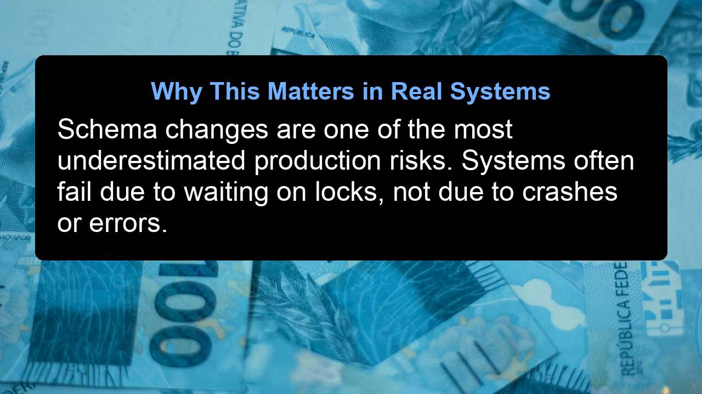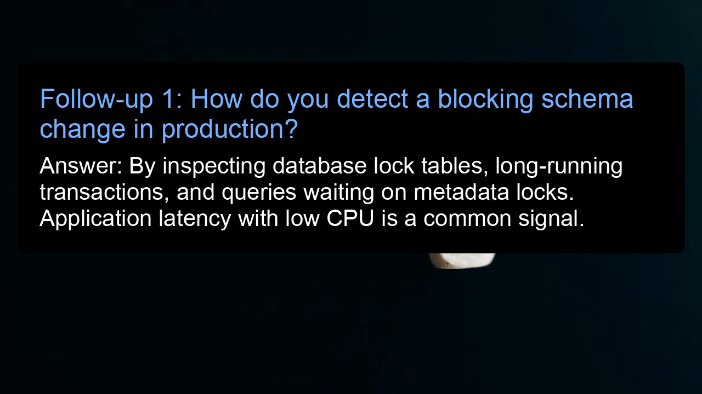Schema changes are one of the most underestimated production risks. Systems often fail due to waiting on locks, not due to crashes or errors. Follow-up 1. How do you detect a blocking schema change in production? Answer: by inspecting database lock tables, long-running transactions, and queries waiting on metadata locks. Application latency with low CPU is a common signal.